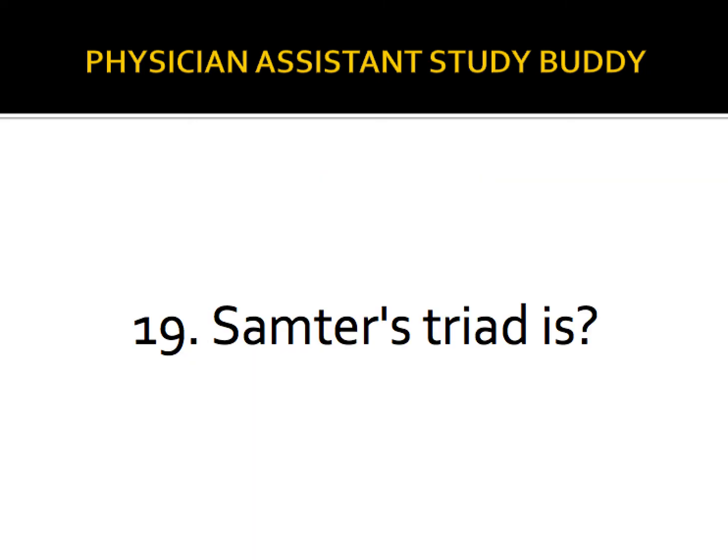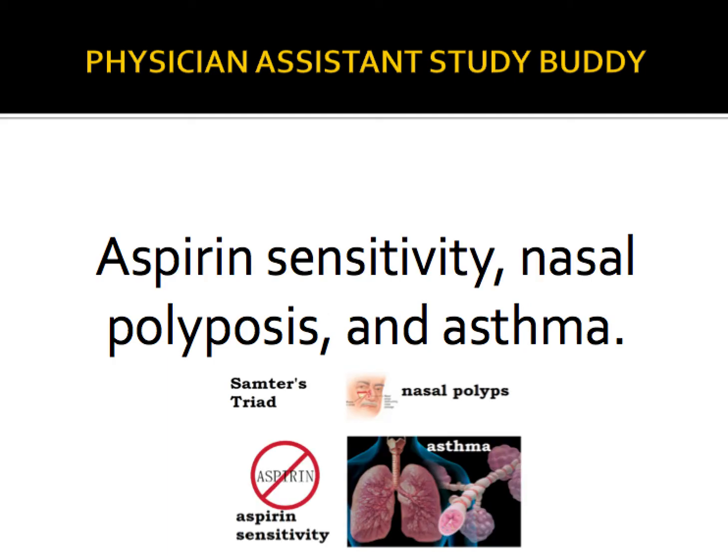What is the Samter triad? So the Samter triad is aspirin sensitivity, nasal polyposis, and asthma. Aspirin sensitivity, nasal polyposis, and asthma.